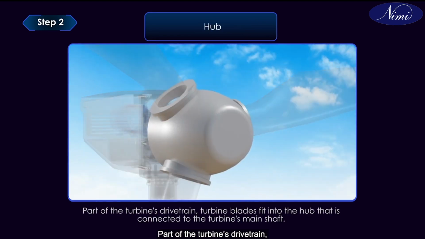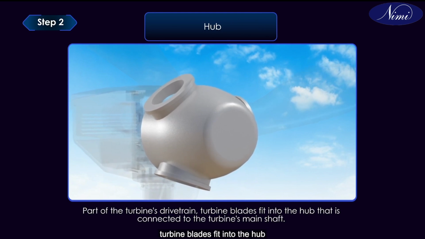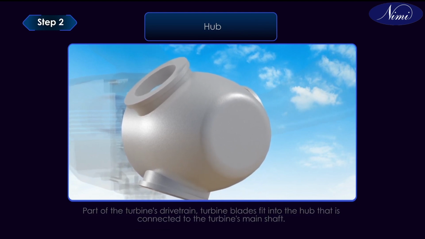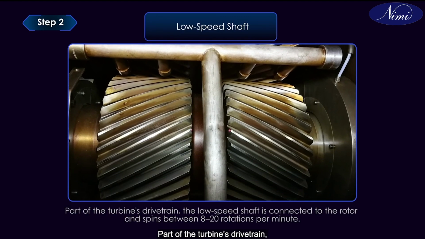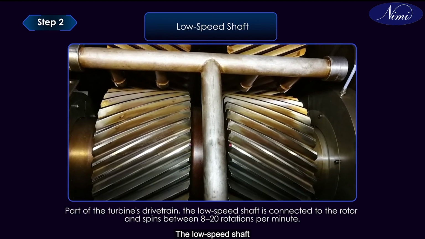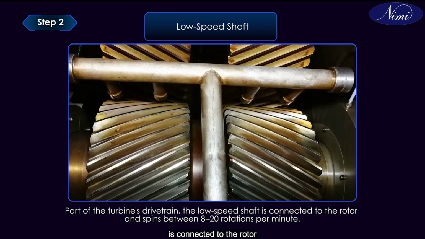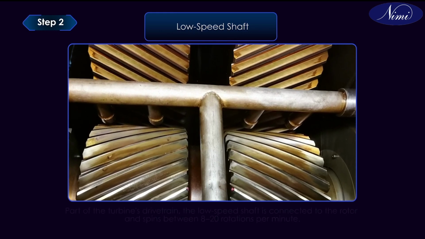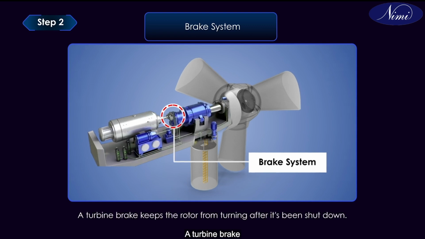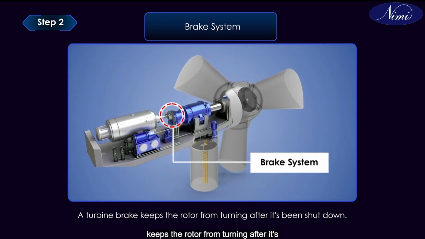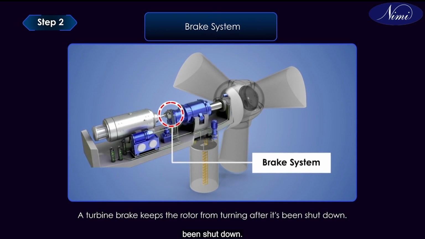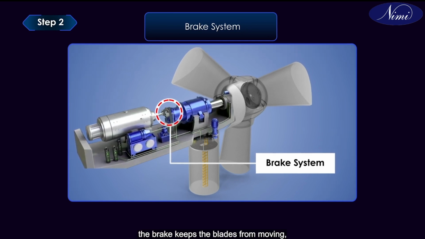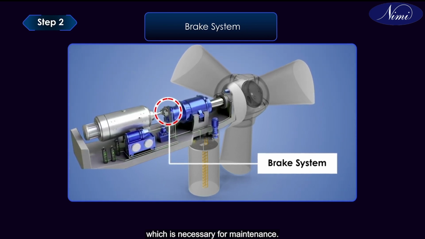Hub. Part of the turbine's drivetrain, turbine blades fit into the hub that is connected to the turbine's main shaft. Low speed shaft. Part of the turbine's drivetrain, the low speed shaft is connected to the rotor and spins between 8 to 20 rotations per minute. Brake system. A turbine brake keeps the rotor from turning after it's been shut down. Once the turbine blades are stopped by the controller, the brake keeps the blades from moving, which is necessary for maintenance.